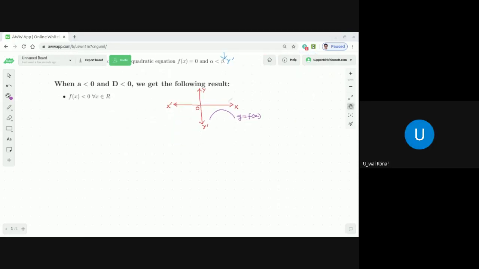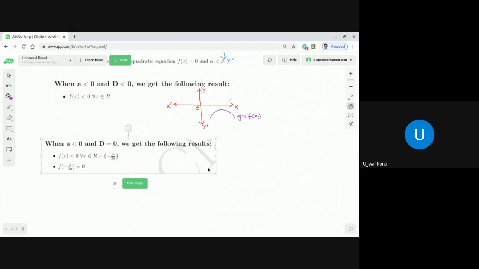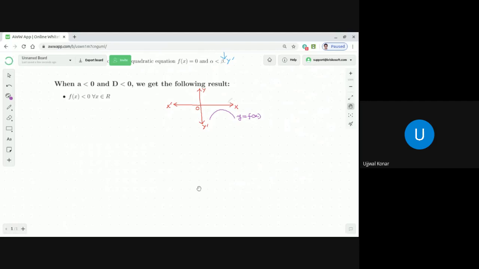The second point is when a is less than 0 and d is equal to 0. You can make a proper analogy with the previous case. So when a is less than 0 and d is equal to 0, we get that f(x) is less than 0 for all real numbers except minus b by 2a. And at the point minus b by 2a, the value of that function, that expression, is equal to 0. So how to represent that one?